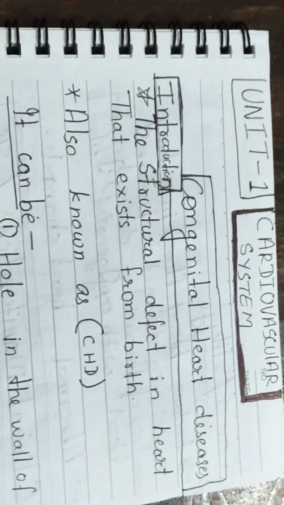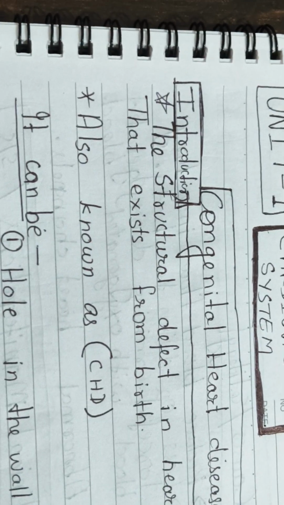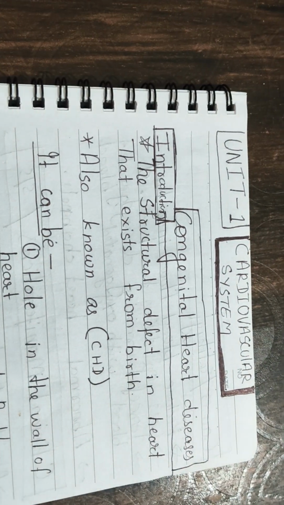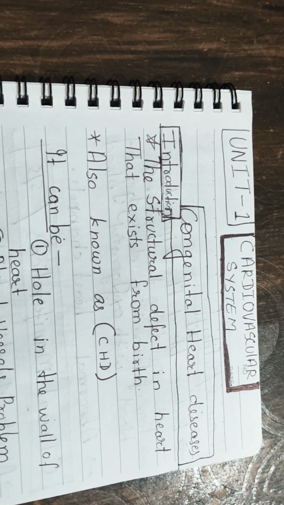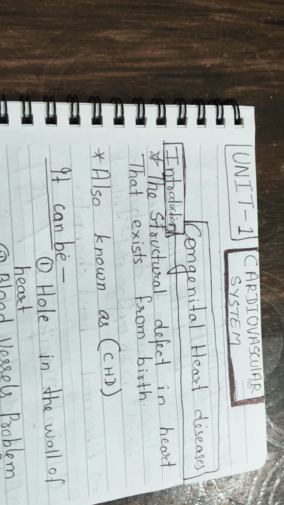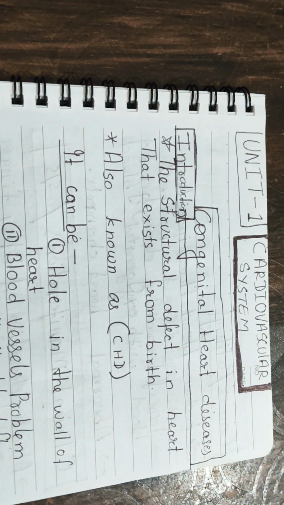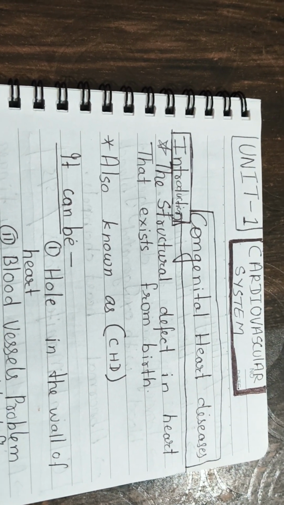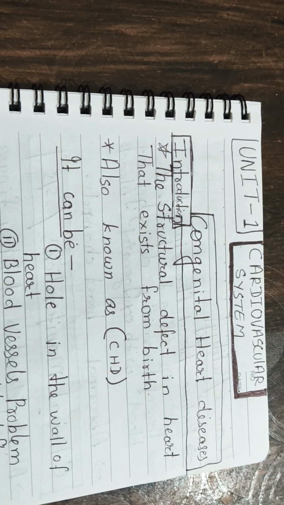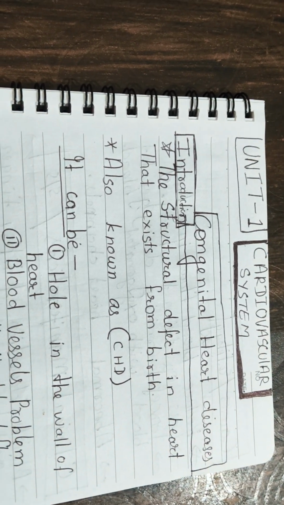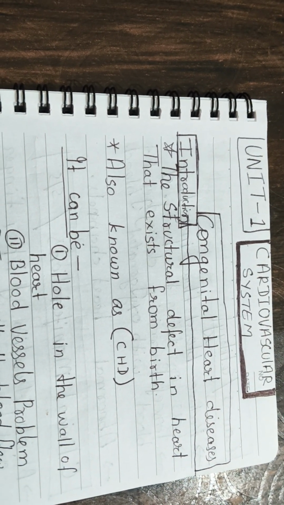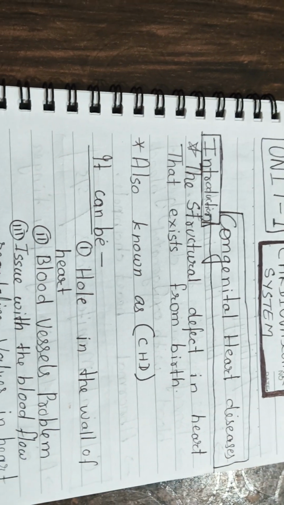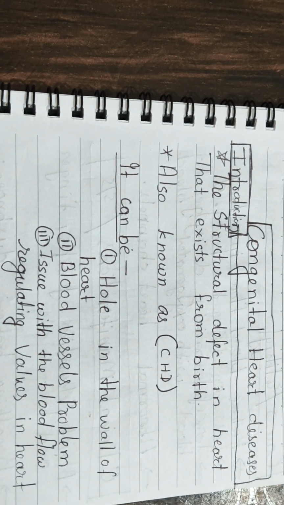Introduction. What is congenital heart disease? A structural defect in the heart that exists from birth is called congenital heart disease. It is also known as CHD, the short form of congenital heart disease.